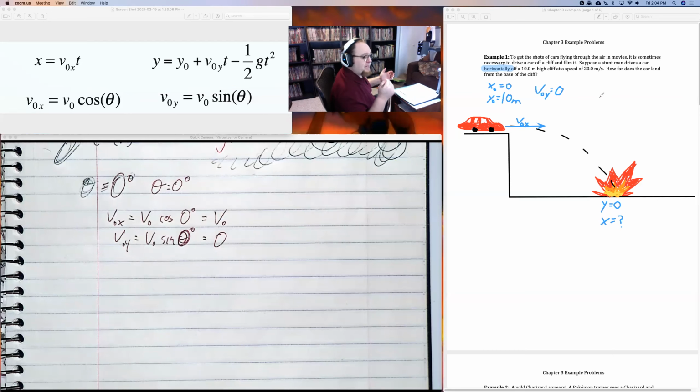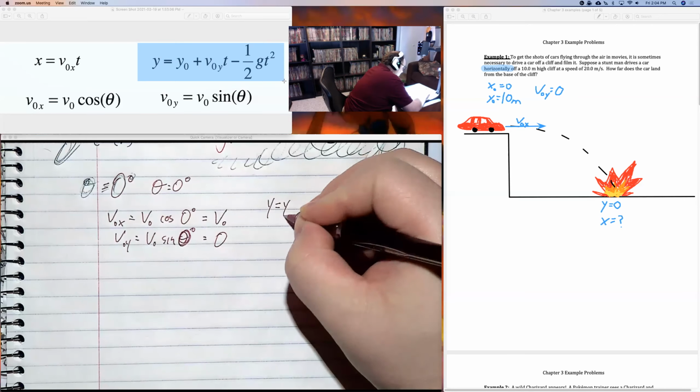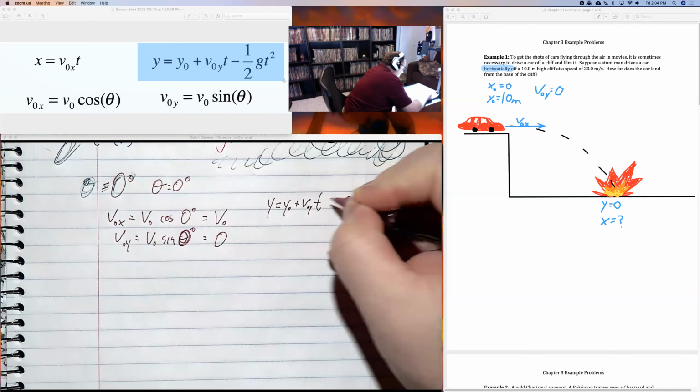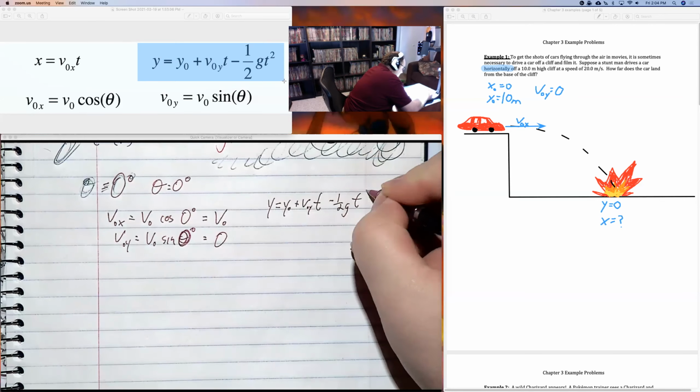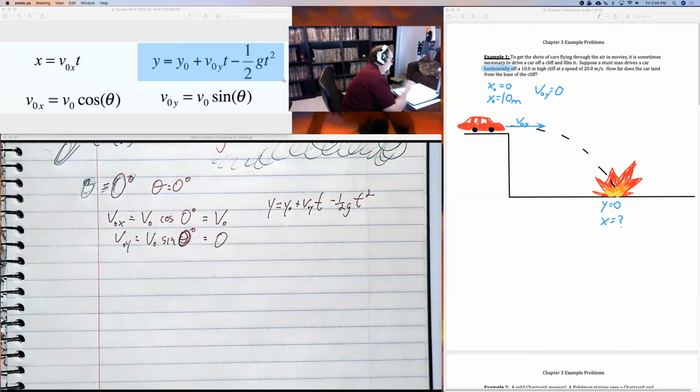But I can say, okay, in this problem, I know y, so that's the equation I'm going to start with. I know that it goes from y naught equals 10 to y equals 0. Since I know y, I'll start with my y equation and use it to solve for t. I'll just say y equals y naught plus v naught y t minus 1/2 g t squared. I'll plug in my zeros.